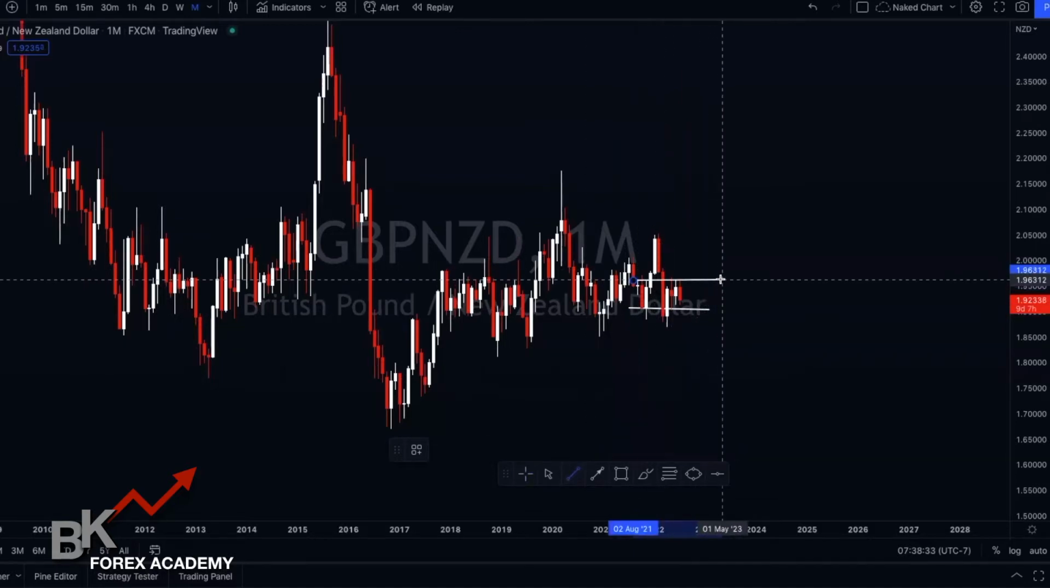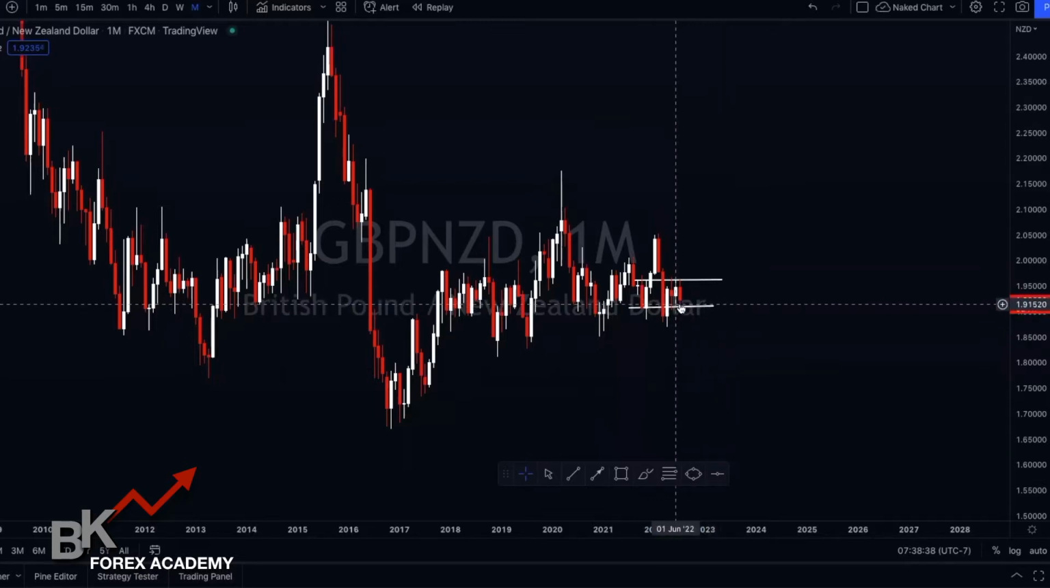As you can see here, I'm on the monthly, and you can see that price has been ranging for the last 3 months in between this support line and the resistance line. So right at the price of 96.43 resistance and also 91.40 support. So overall, I do have a bearish bias on this pair.